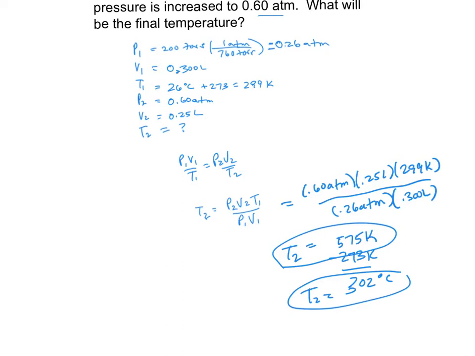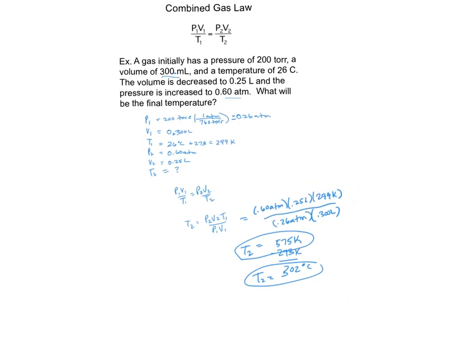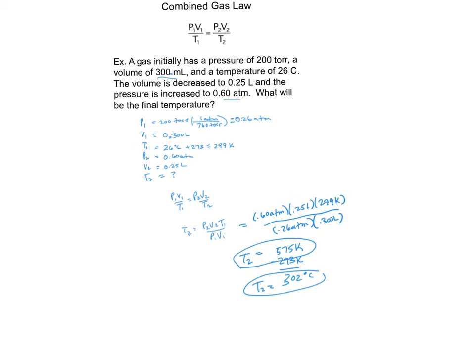But if you go back and look at the problem, you see that the temperature has gone from 26 degrees C to 302 degrees C, as the pressure has gone from 0.26 to 0.6. So the pressure's increased, the volume has decreased, and the temperature goes up. It's hard to predict which way it's going to go when you have three variables changing.